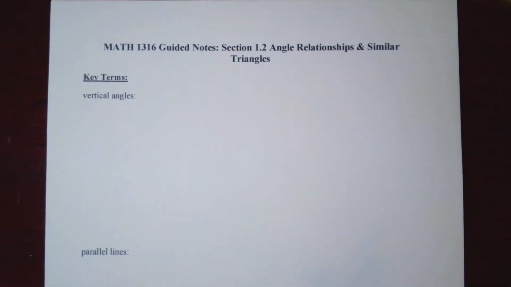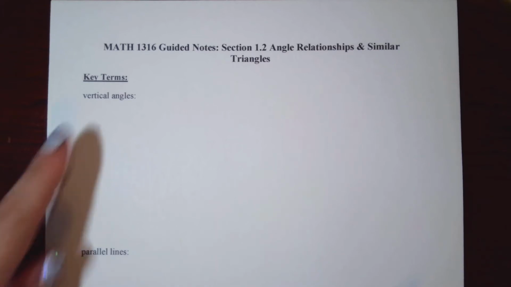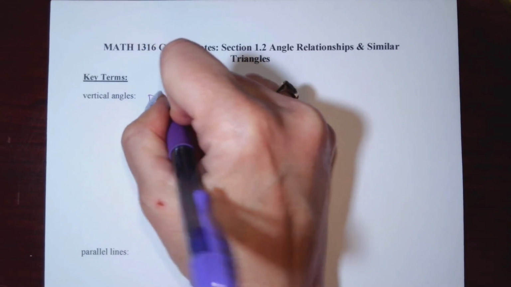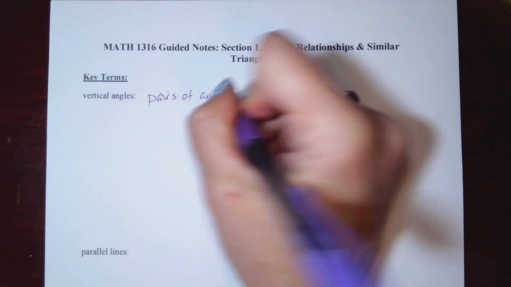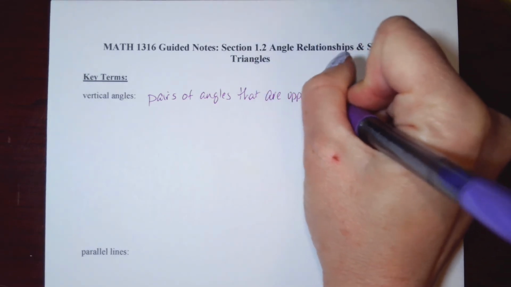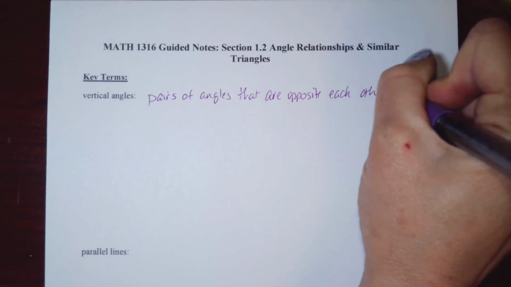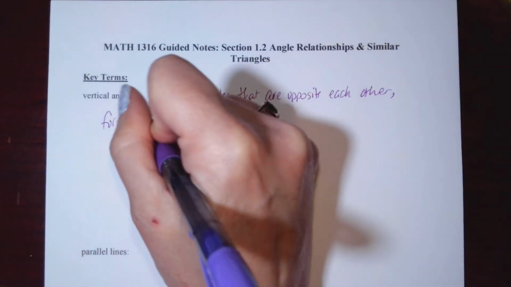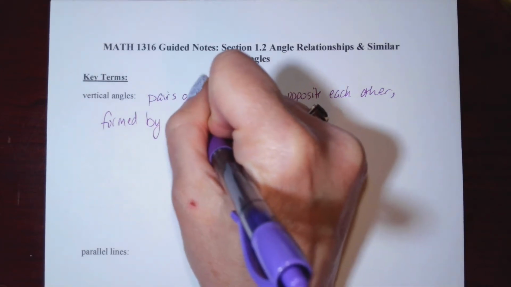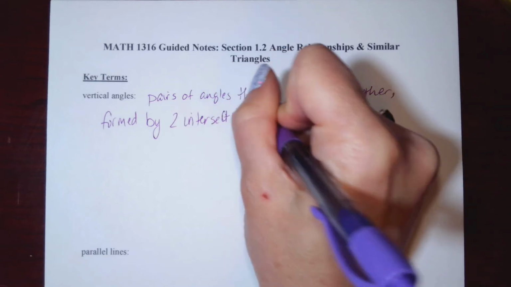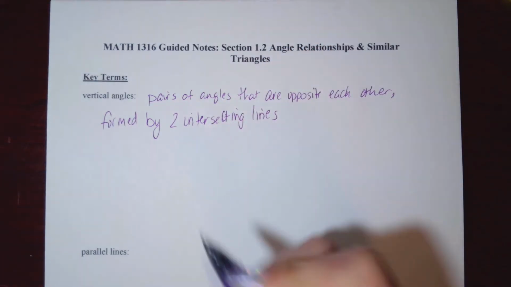So this first page we're going to start out with some key definitions of terms as we start talking about special angle pairs. First, vertical angles. Vertical angles are pairs of angles that are opposite each other, and they're formed by any two intersecting lines. Formed by two intersecting lines.